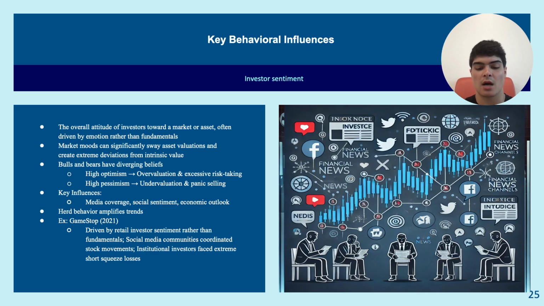Bulls tend to push prices up with optimism, while bears drive them down with pessimism. When too many investors follow the crowd, we then tend to see these extreme price movements that stray far from reality. A perfect example of this is the GameStop saga in 2021. Retail investors, driven by social media and the belief that they could challenge Wall Street, pushed GameStop's stock price up way beyond its fundamental value. Institutional investors who had shorted the stock were forced to buy back shares, causing an even bigger spike. This was a classic case of how sentiment, not fundamentals, can control the market.